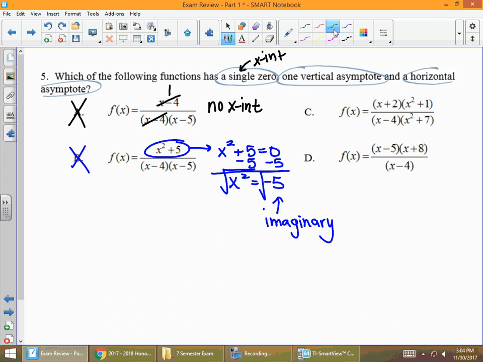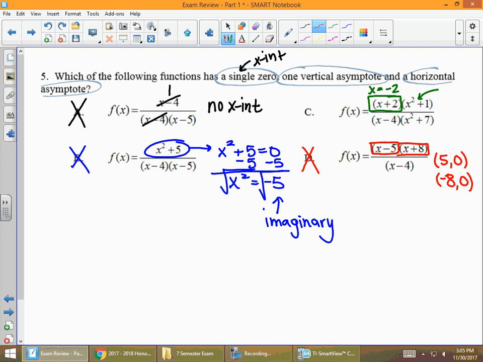For part C, I see an x-intercept. This guy right here is going to be similar to your x squared plus 5, but I have a real x-intercept at x equals negative 2. So I can't exclude that. Part D, if I look at it, I don't have anything that cancels. I actually have two zeros here. I would have a 0 at (5, 0) and at (negative 8, 0). So I can get rid of that as an option.